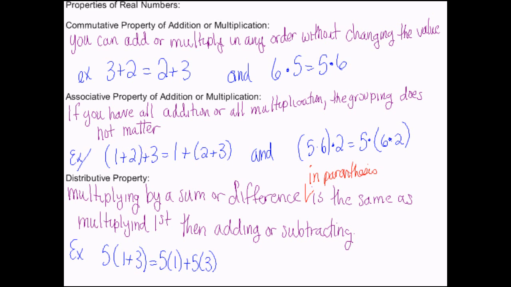Multiplying by a sum or difference in parentheses is the same as multiplying first and then adding or subtracting. So 5 times 1 plus 3, which would be 5 times 4, which is 20, is the same thing as 5 times 1 plus 5 times 3, which would be 5 plus 15, which would also be 20. So those are the properties that you need to know right now.